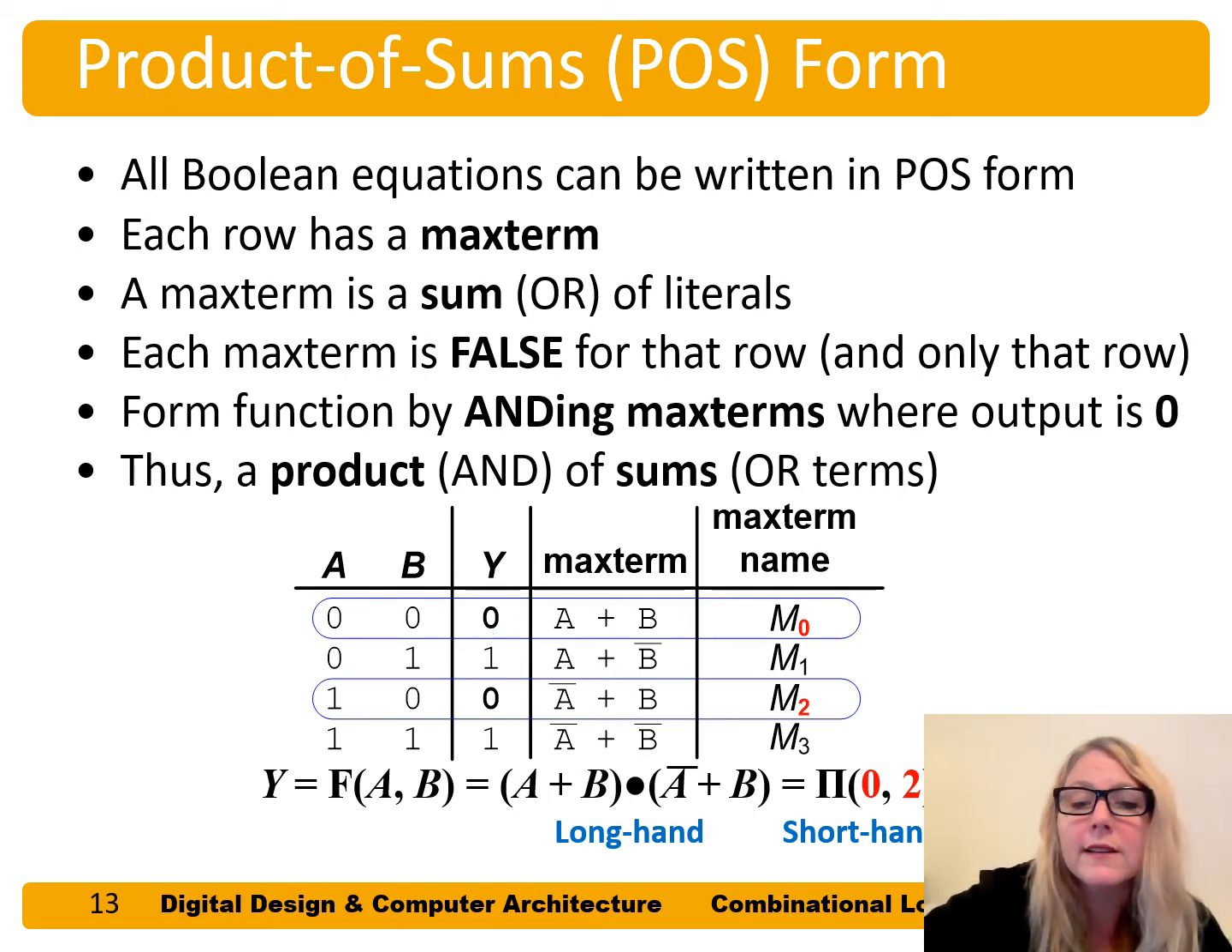So we get 1 and 1 is 1, which is what we want. So for product of sums, we're forcing the 0 outputs. In sum of product, we were forcing the 1 outputs. And we can write this in shorthand form. Here we have our pi symbol that indicates product, or AND in our case, a product of max terms 0 and 2.